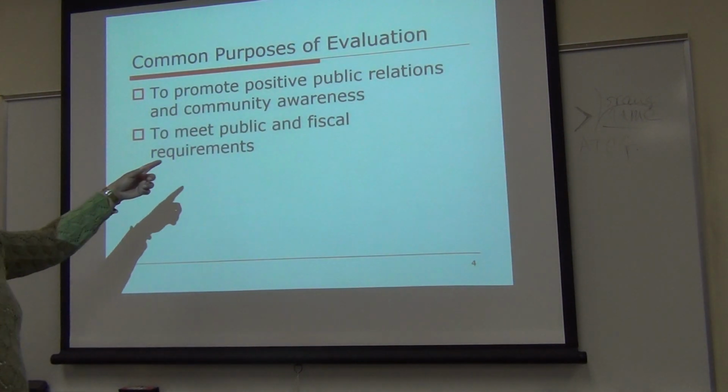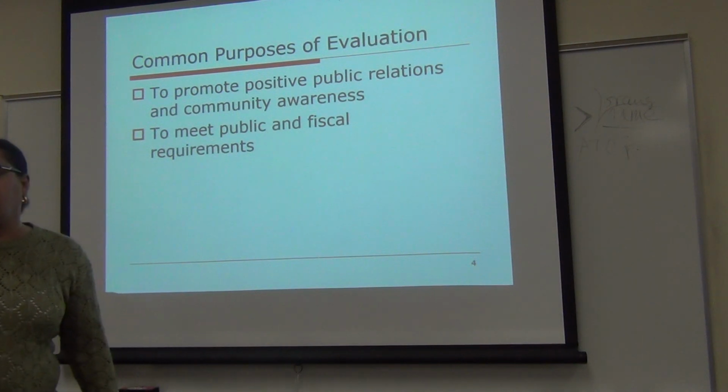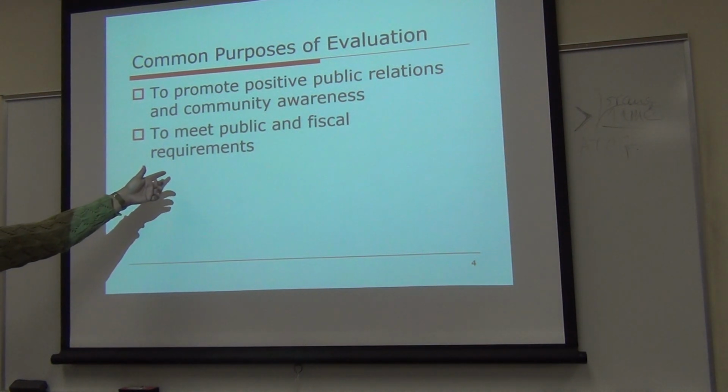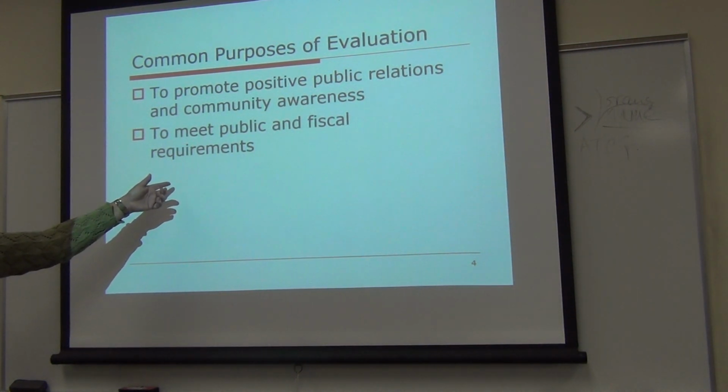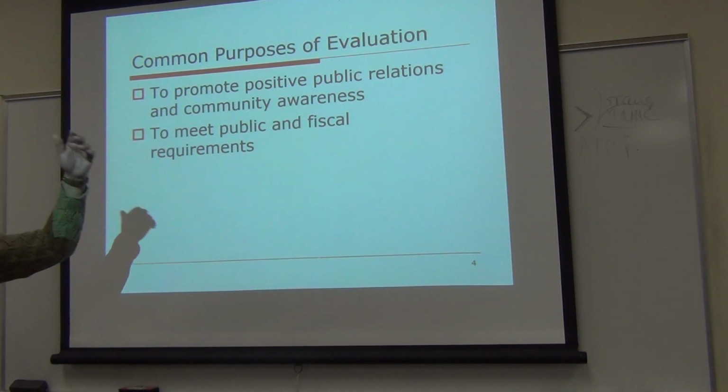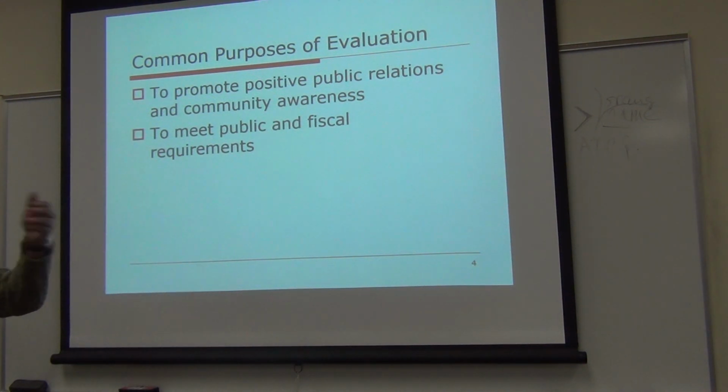And then public and fiscal requirements. So again, related to that contractual piece, but also thinking about the money that you're spending, okay? Part of the evaluation is looking at that. Okay, so if you're looking at cost effectiveness or cost benefit, now you're looking at those fiscal requirements. You have to document for your funder how you spent your money, where did you spend it? And you may even have to justify it.